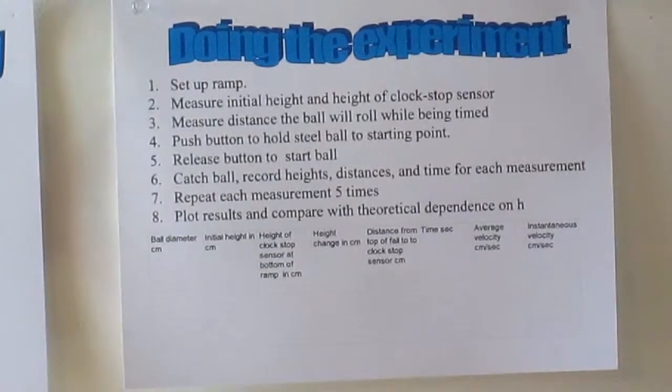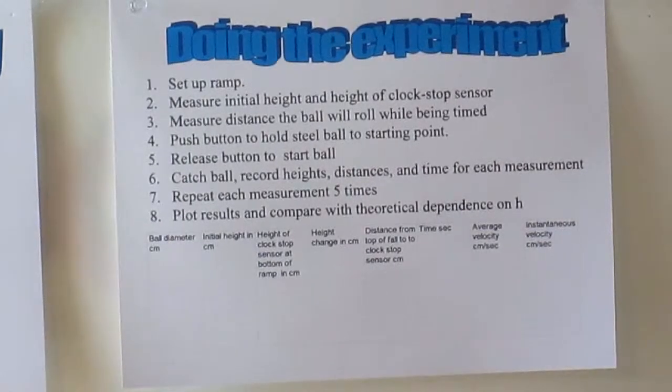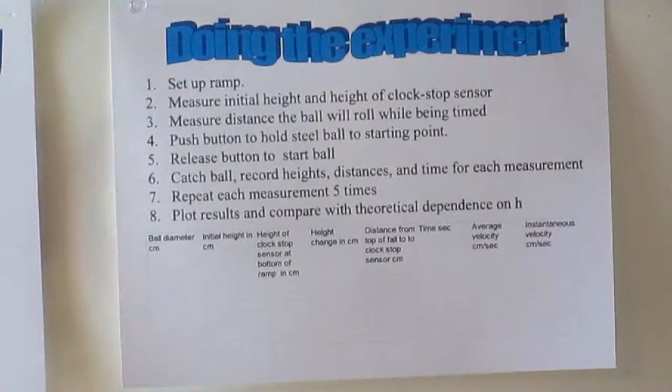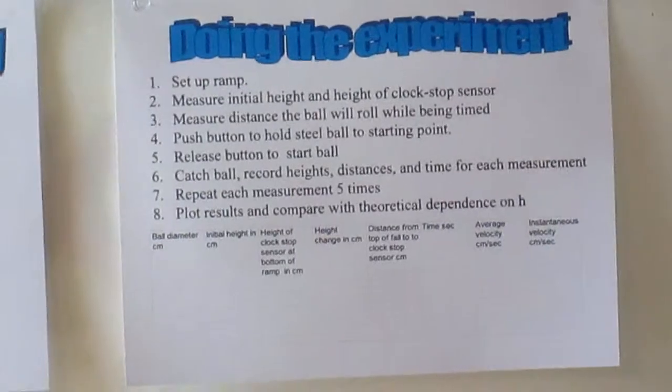So we have three balls. We're going to measure the diameter of the balls and write that down, because I don't have a way of measuring the mass of the ball. So we're going to measure the diameter, and I'm going to calculate the mass for you using the density of steel, which is about 8 grams per cubic centimeter.